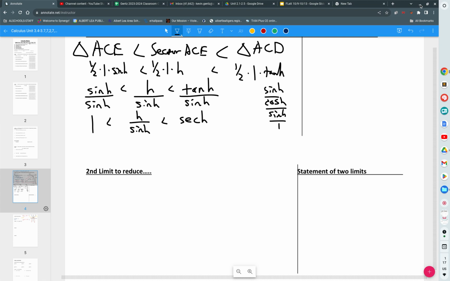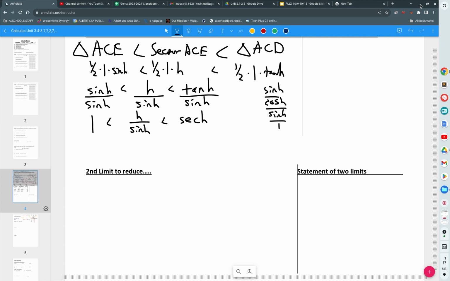Wait a minute, we don't want H over sine of H, we want sine of H over H. That's what we want, don't we? So I'm going to take the reciprocal. And when you take the reciprocal, things change. Think about this for a second. What's bigger, 4 or 3? 4. We're going to flip those upside down. What's bigger, 1/4 or 1/3? 1/3. When you take reciprocals, you need to switch the signs of inequalities.